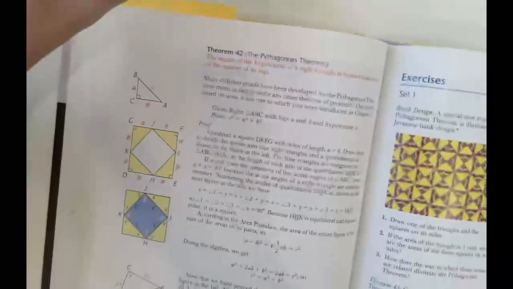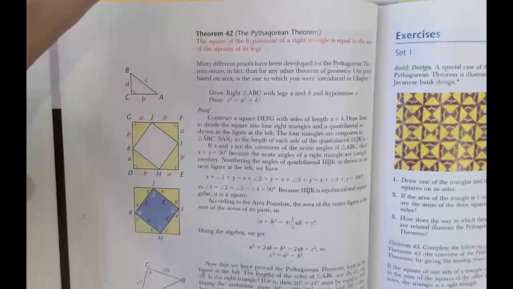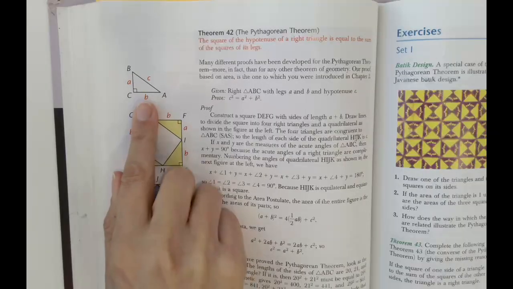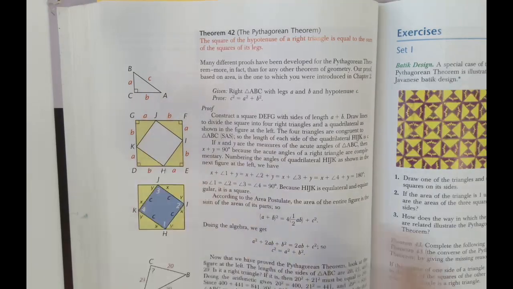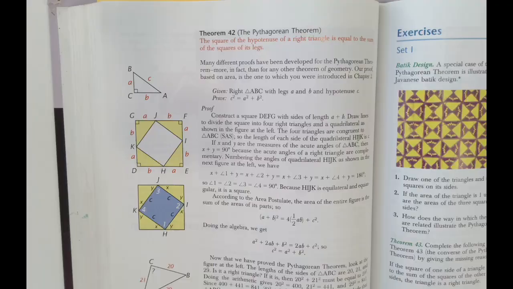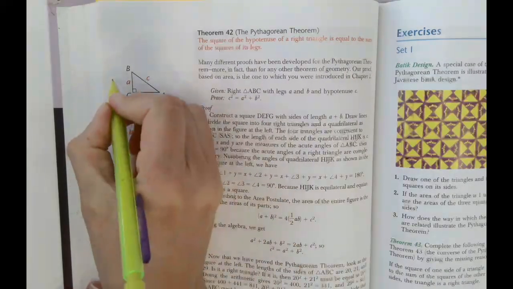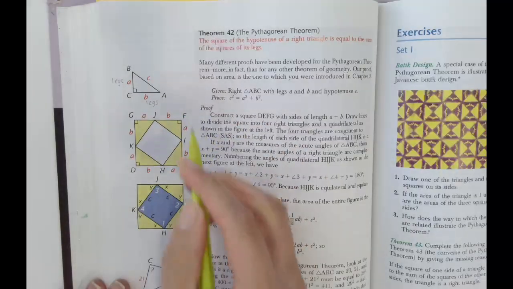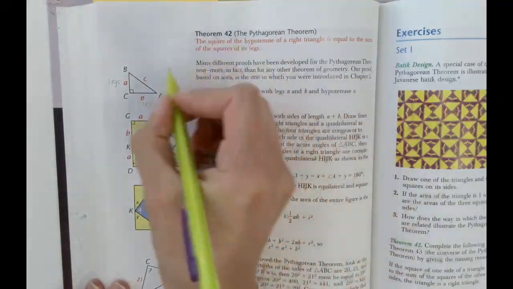Okay, let's dig in. Theorem 42 says the Pythagorean theorem: the square of the hypotenuse of a right triangle is equal to the sum of the squares of its legs. So, this is our triangle. It is a right triangle. A is a leg and B is a leg. So, these are the legs. And C is our hypotenuse.